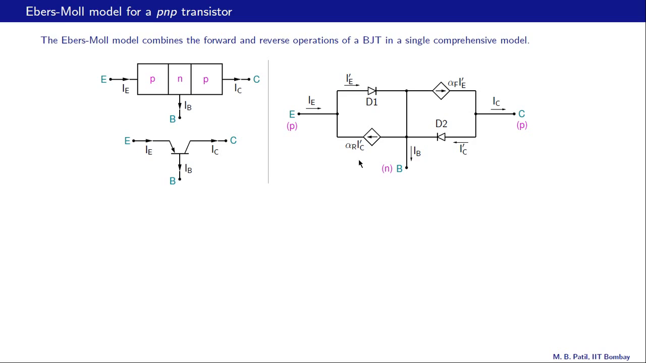Apart from that, we have two other situations. One in which both of these diodes are under forward bias, and another in which both of these diodes are under reverse bias. Now the nice thing about Ebers-Moll model is that it can be used for all of these modes of operation, as we will see.